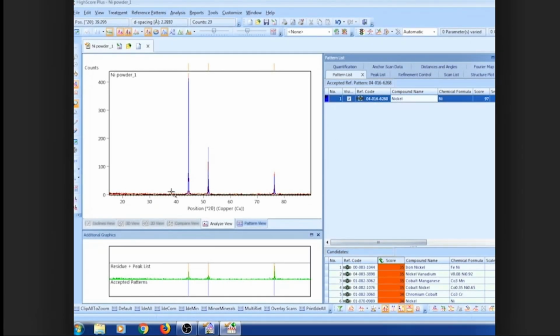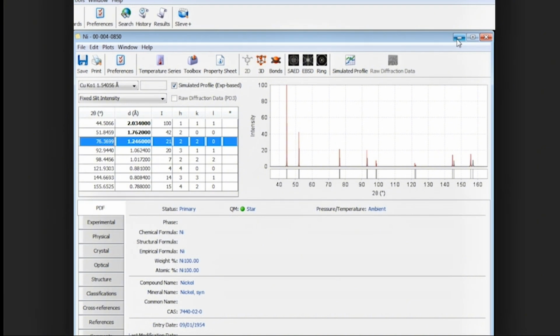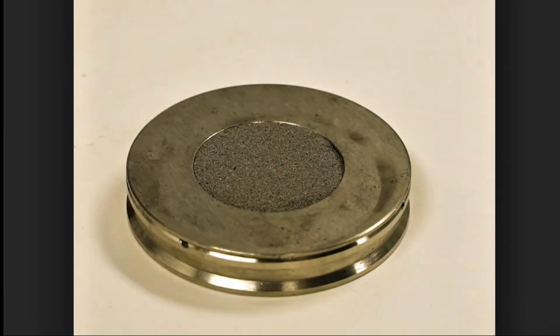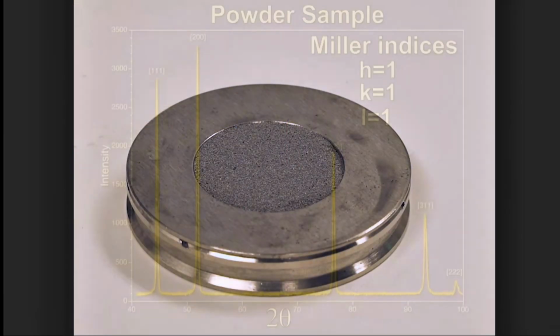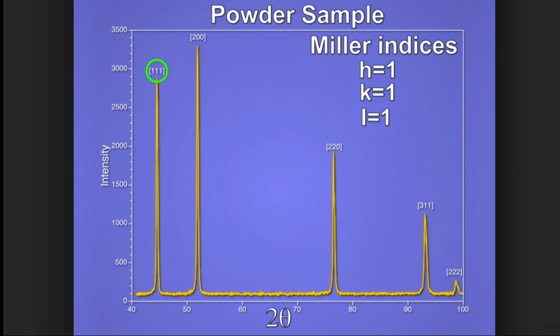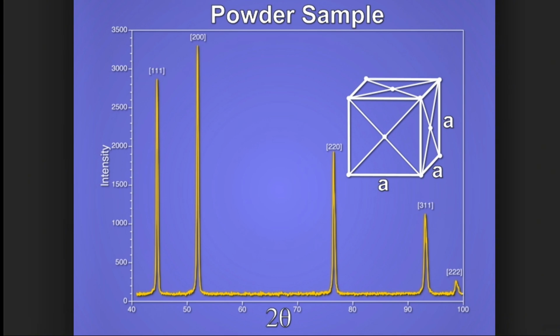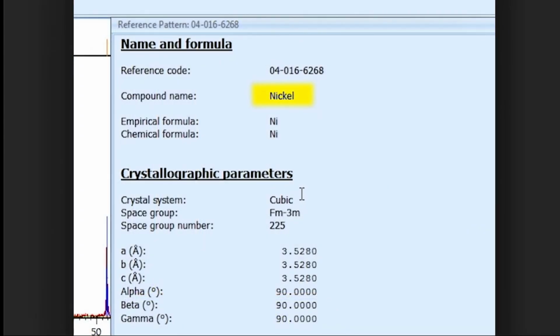Using the instrument software and database library, each peak of the spectrum is identified and associated to a specific symmetry of crystal arrangement. In this particular case of the nickel powder sample, the spectrum shows a first peak corresponding to a 1-1-1 symmetry. The second peak is associated to a 2-0-0 symmetry, and so on. Then the software determines that this specific combination of symmetries corresponds to a face-centered cubic structure, and it identifies that the sample is a nickel powder.